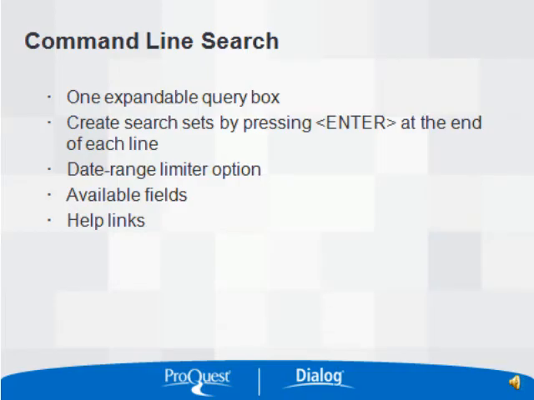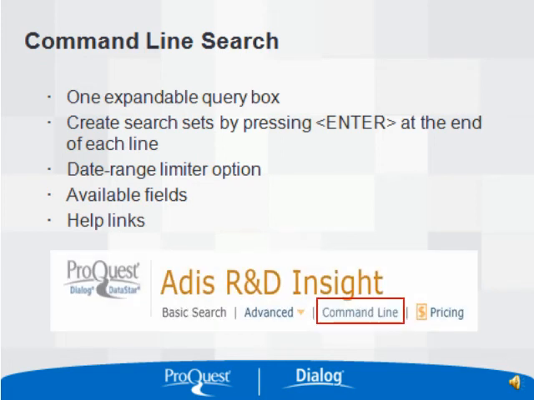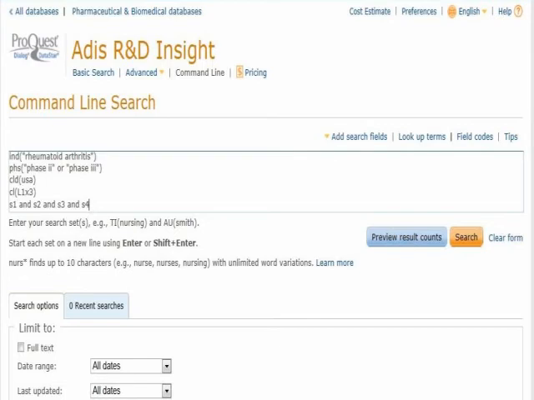Command line search takes you a step further, where you can create distinct search sets, view field codes, and limit by publication dates. Help links abound throughout ProQuest Dialog on each search form. Click Command Line Search. Command Line Search provides one query box, which expands to fit your search strategy. This search strategy illustrates the ability to create 5 distinct search sets on 5 different lines. As in Advanced Search, you can add search fields, look up terms, and get help on field codes. On this form, you can see a drop list to limit to publication dates.